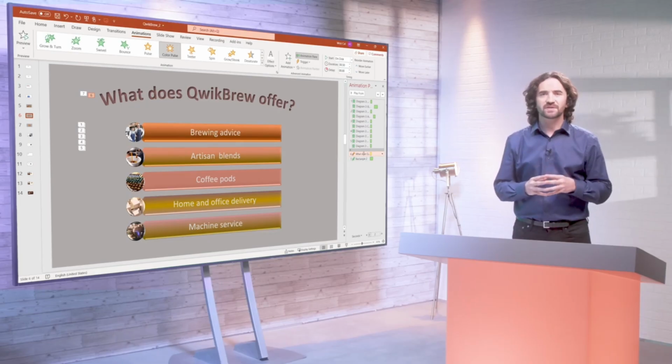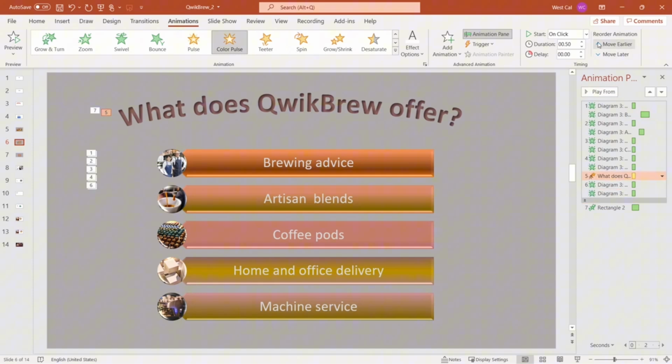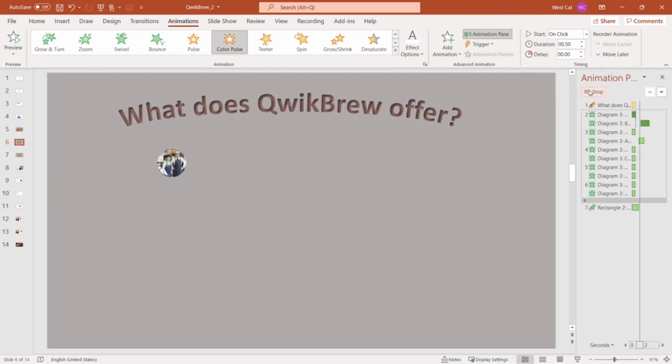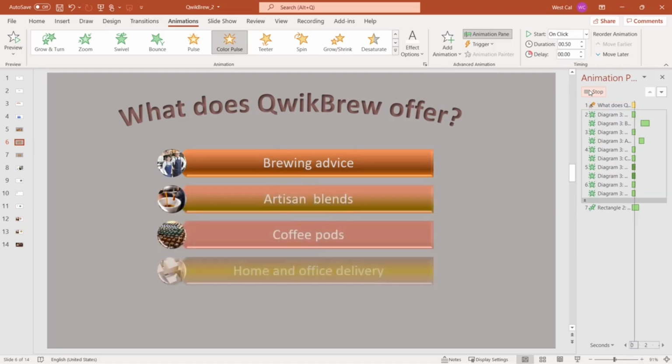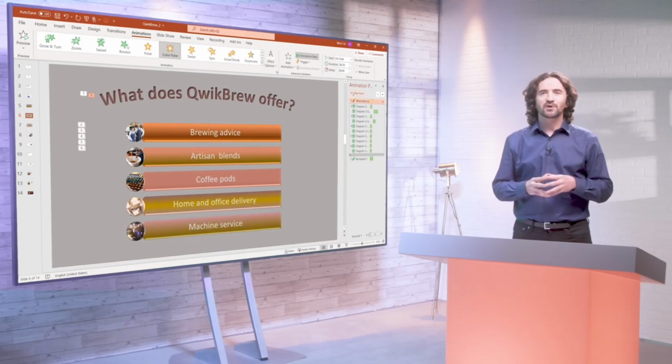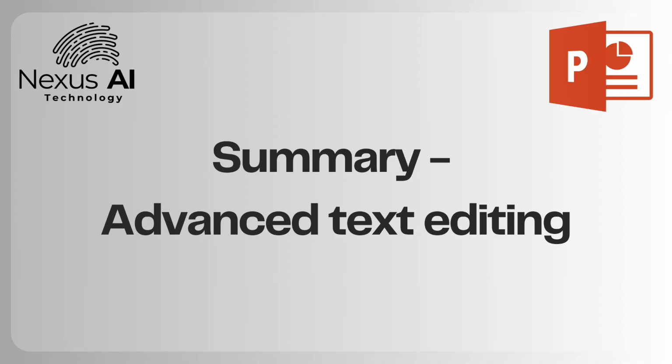Let's change the sequence so that the header is animated right at the beginning of the slide's animation instead. Simply click on the text in the animation pane, then select Move Earlier on the ribbon. Now the header animation will appear from the start. In an upcoming module, you will learn much more about how to customize animations within PowerPoint.